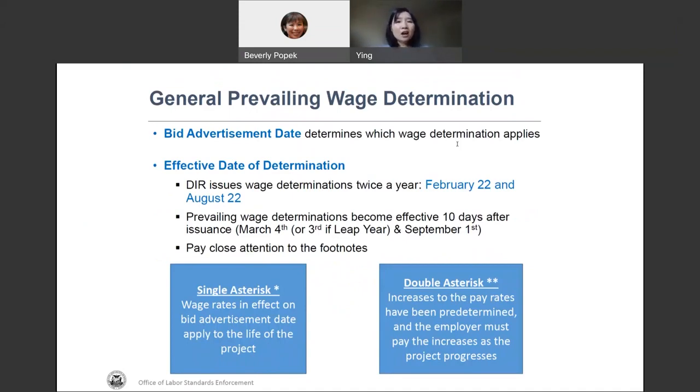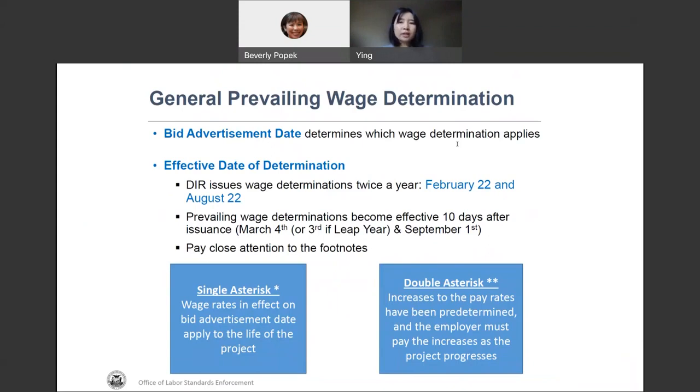So let's see how we are going to find or locate an applicable prevailing wage determination. Well, first of all, bid advertisement date is very important because the bid advertisement date determines which wage determination applies. And there are several dates that we have to take a look at because the DIR issues 2 determinations each year, which is February 22nd and August 22nd.